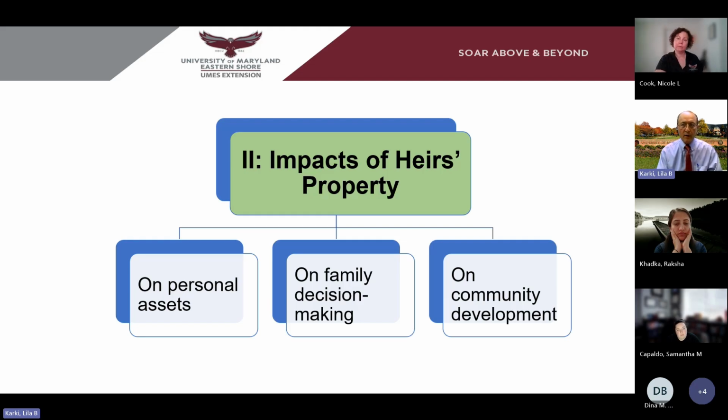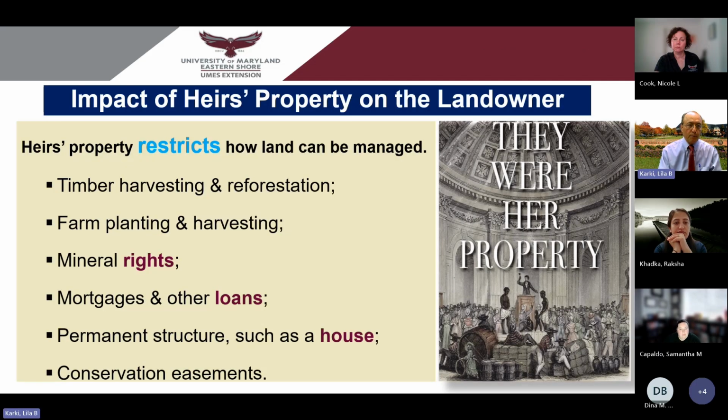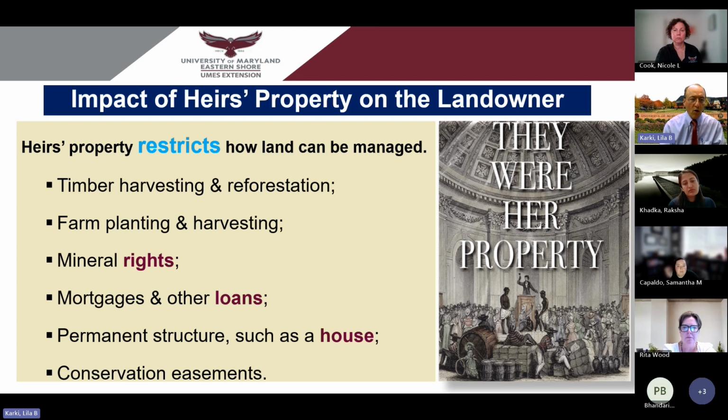Generally, this is reported in three ways. One is at the personal level, second is decision making at the family level, and third one is at the community level. And in the case of the impact on the landowner, this heirs property restricts doing things on that particular land. For instance, timber harvesting, if we have timber, or if we would like to reforest, then that is another restriction. And for all activities that we would like to do on that particular land, we will have problems, including mineral rights, taking loans, and building a house, and so on.